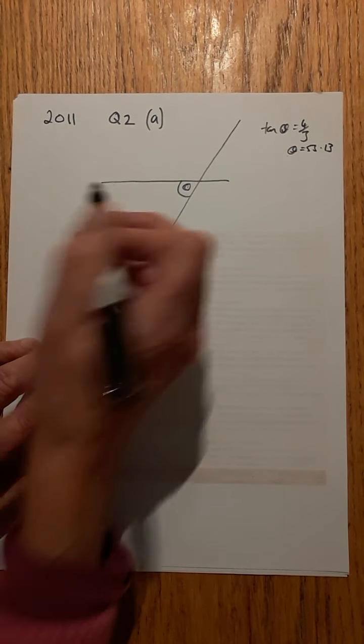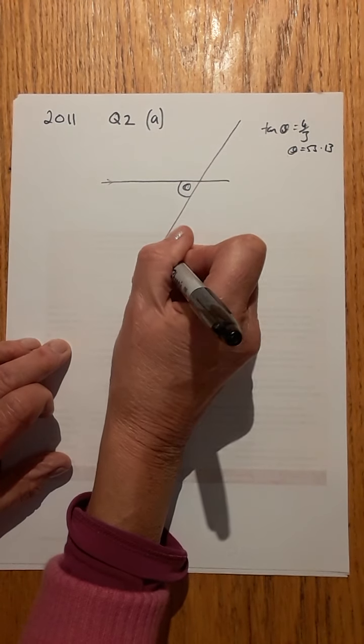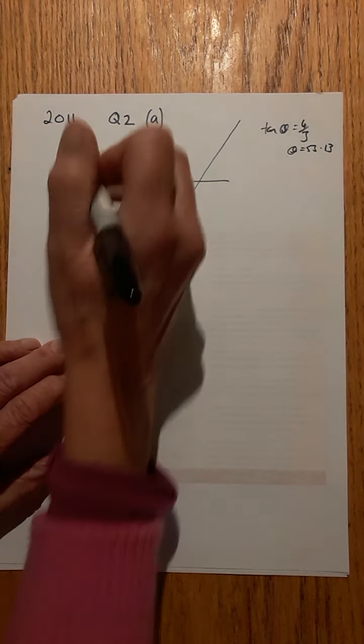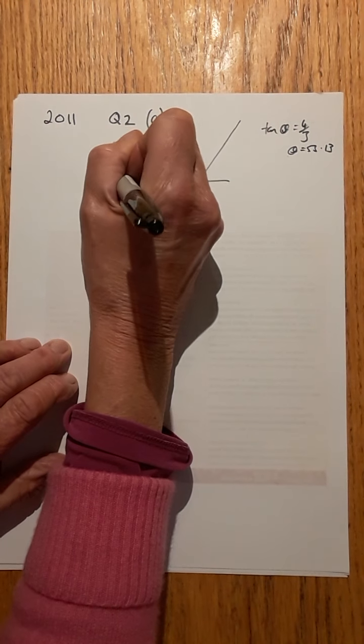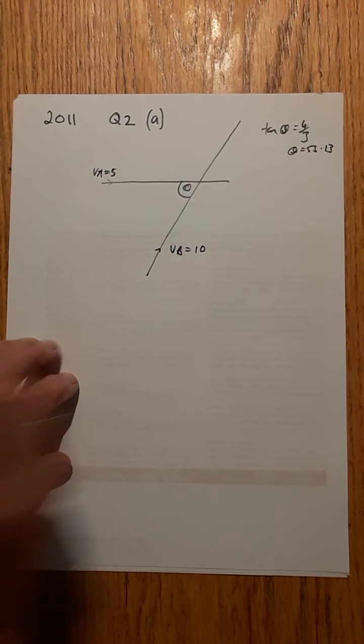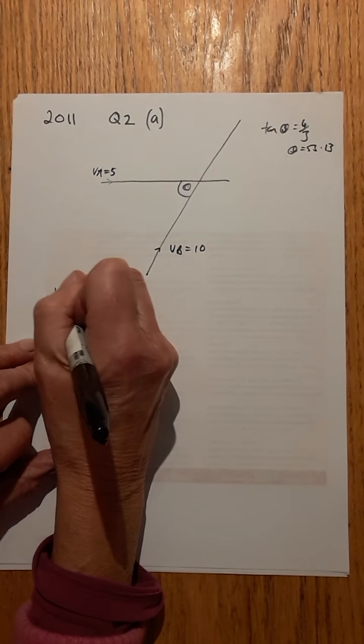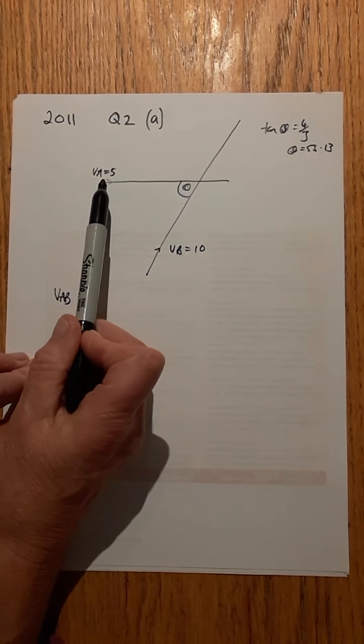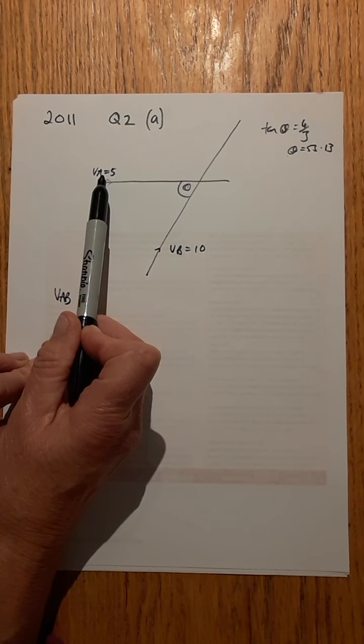Now, car A is along here and car B is travelling along this road. This is moving with a speed of 5 and this is moving with the speed of 10. And then you had to find the velocity of A relative to B. So you had to find the VAB. So you correctly said that VA was 5I plus 0J.